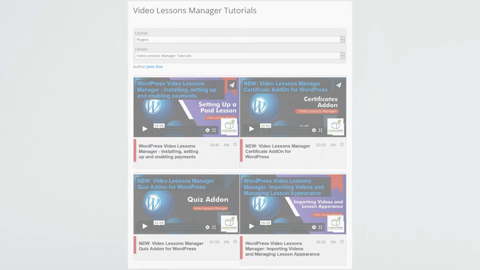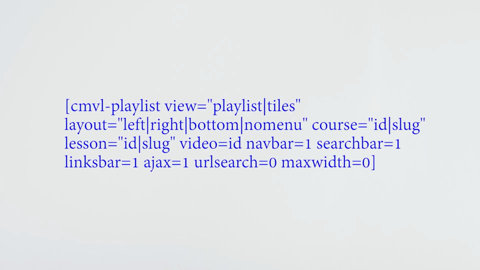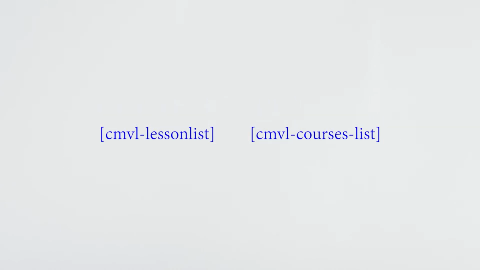This is the most important shortcode. The shortcode with all of the attributes looks like this. The visual attributes are options to turn off the links bar, nav bar, search bar, and Ajax for enabling or disabling the Ajax calls. Use one of these shortcodes to show the list of lessons or courses.